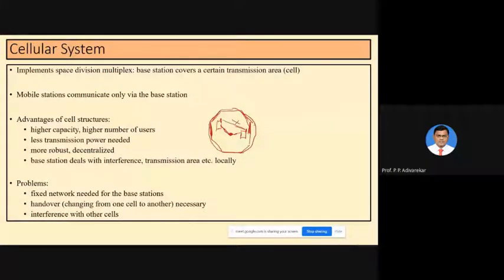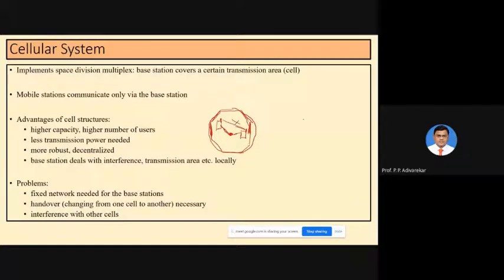So the advantage of the cellular structure is that more antennas are used, and that's why lesser transmission power is required. If we had used only a single antenna to cover the entire Thane region, we would have needed larger transmission power to cover such a large area.